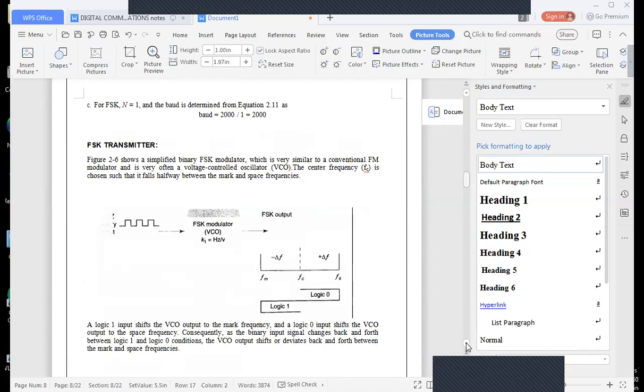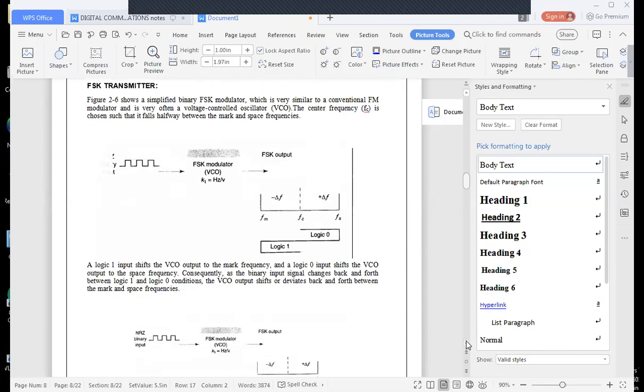How is FSK generated? FSK is generated by the principle of VCO, voltage controlled oscillator. That means when data is 1, that means high voltage, so frequency is shifted to higher frequency. When 0, voltage is 0, the frequency is at the center frequency. So two frequencies are generated by this FSK transmitter.